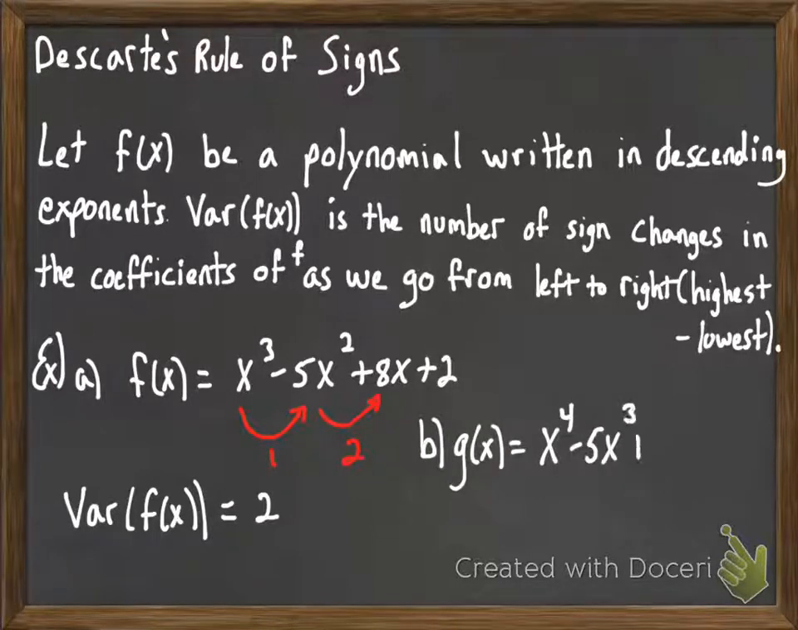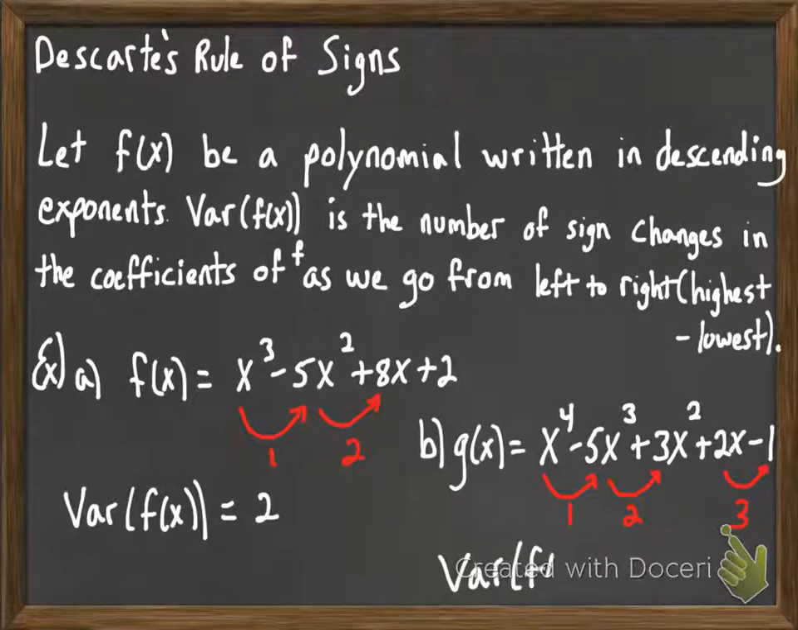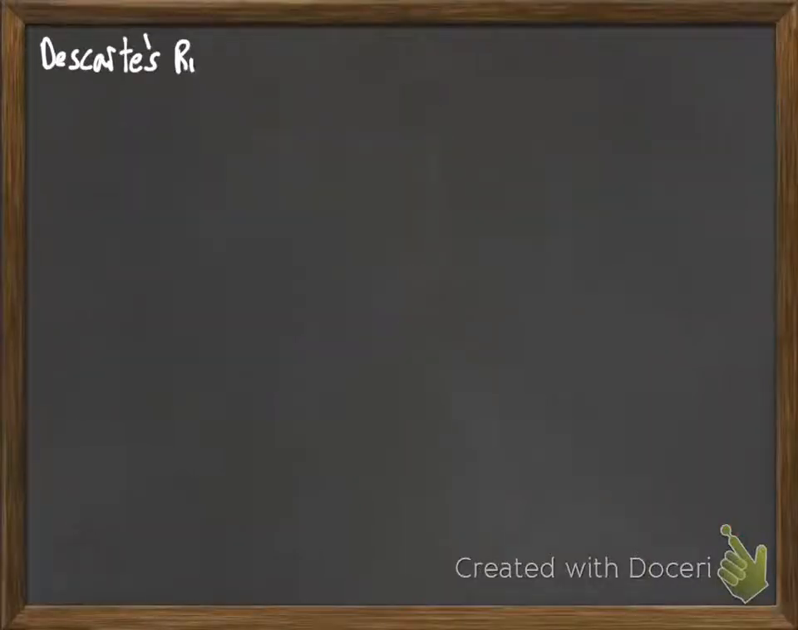Consider a second example. Here we have a fourth degree polynomial, and again we just look for the changes in the signs of the coefficients. This time we have 3 sign changes, so the variation of, sorry, I should have said g of x, not f of x, is 3. And so that's the idea of variation. And so now we're ready to state Descartes' rule of signs.